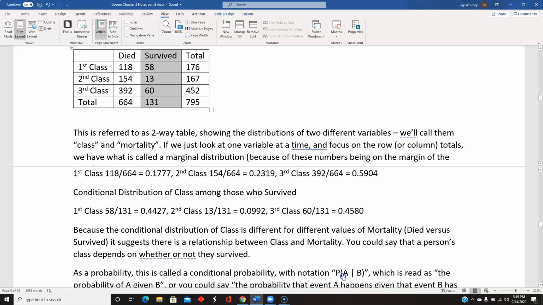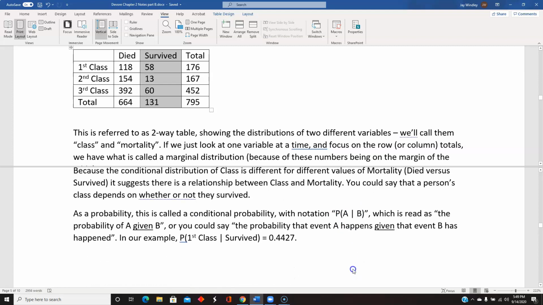And the common notation is the probability of, and then in parentheses, A vertical bar B. And the vertical bar is usually taken to represent the word given. So the probability of A given B, or the probability that event A happens given that event B has happened, or sometimes, old school, is to say the probability that A happens conditioned on event B happening. So for example, in our example, the probability of first class given that someone survived.